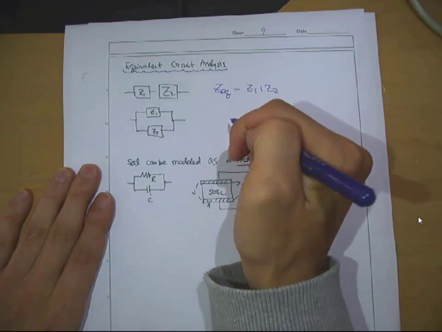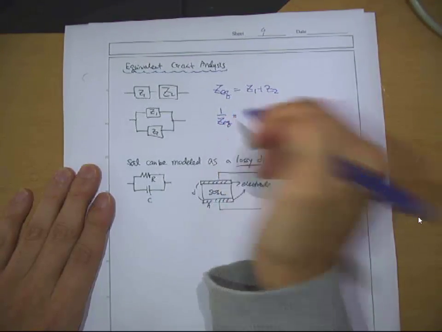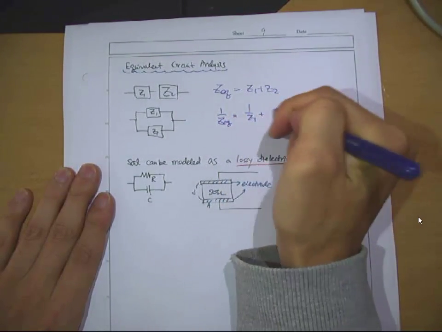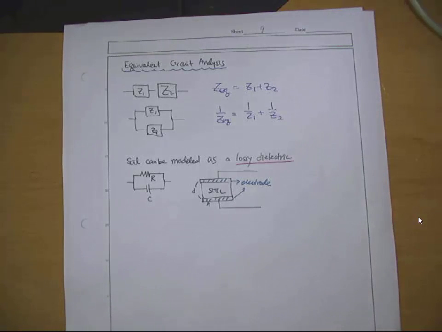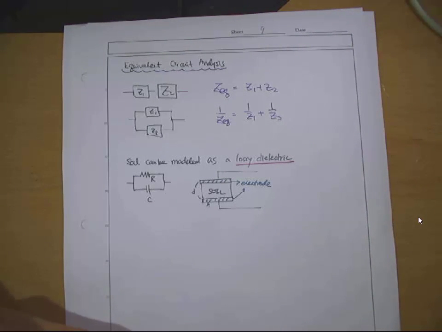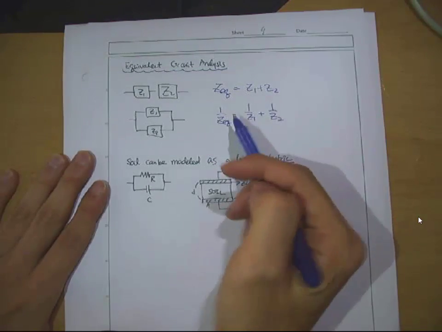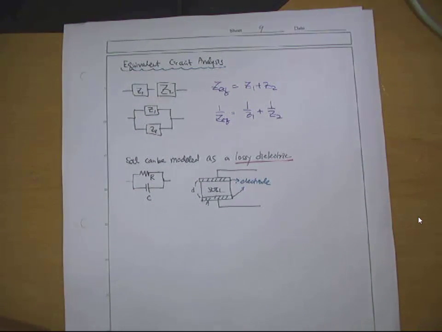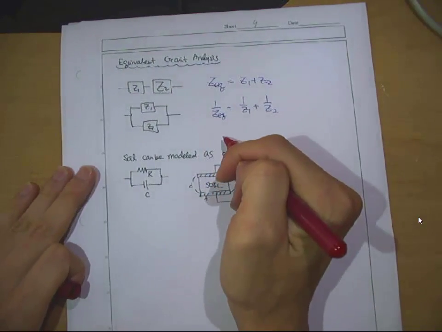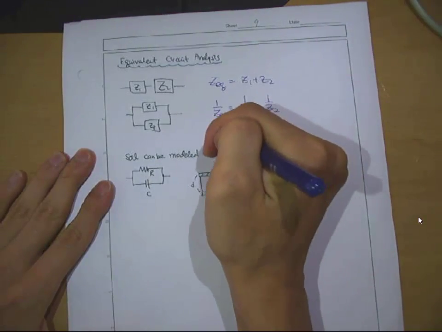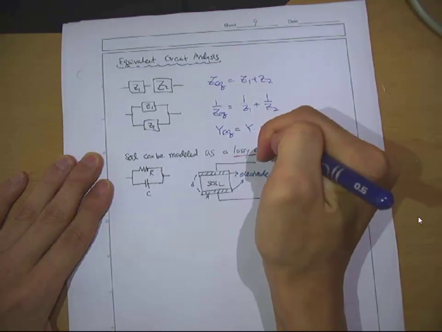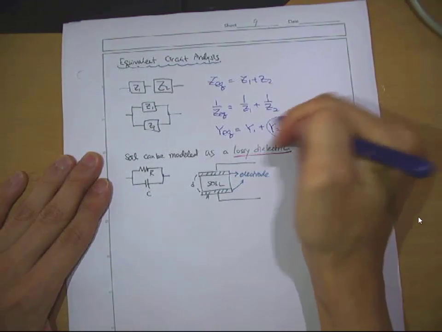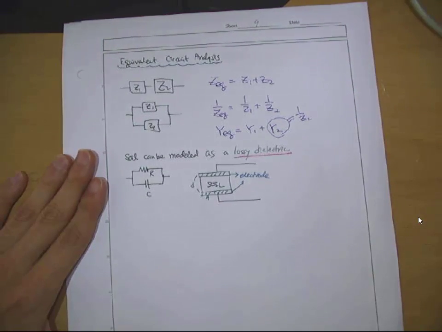And in the parallel case, 1/Z1 + 1/Z2 will be the same as 1/Z equivalent, just like when you calculate the resistance of a system with multiple resistors. So from here, what is the definition of the admittance? It's the reciprocal of the impedance. So you can replace it with Y equivalent, and this will be Y1 plus Y2, right? Because this is the same as 1/Z2.